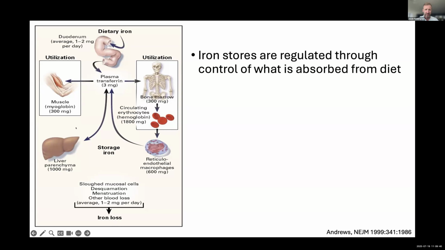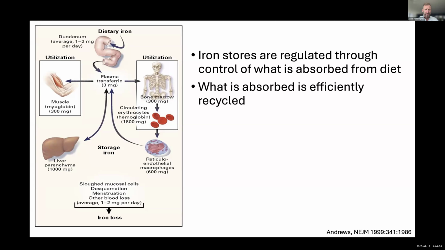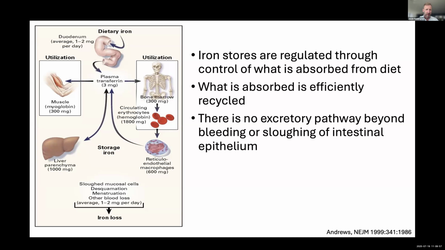between those two areas. So the main takeaway from all this is that iron stores are really regulated by what you absorb in your body. That's what you have control over. There's no real effective way of getting it out of your body. Like there's no excretory pathway.